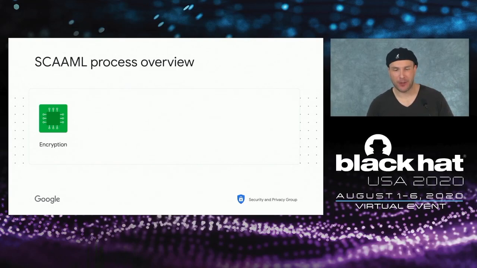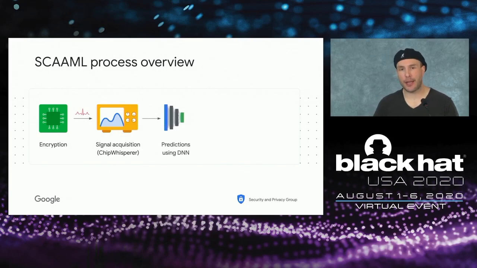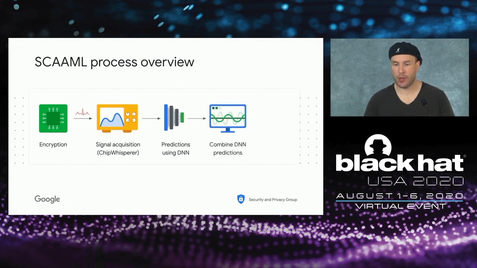All right, so let's go back to where we were. So we have the encryption, and what happens is the encryption is performed as usual, and then we capture the signal with a ChipWhisperer, right? And then we get a bunch of traces. Then instead of doing the template attack, what we do is we feed those to a deep neural network, which is deep learning, a form of AI. And then the machine learning model is going to emit a prediction, and we're going to combine them to recover the key. And that's what it does.